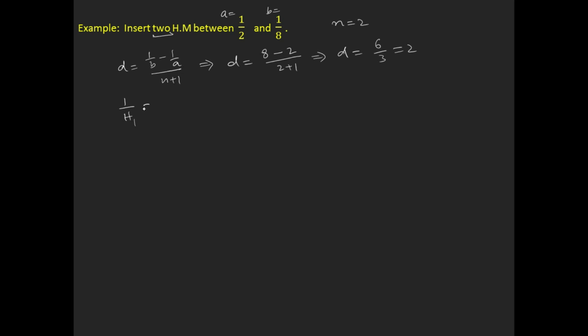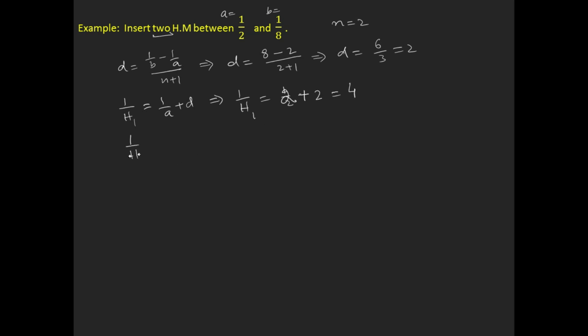So 1 over H1 is 1 over A plus D. Putting the values: what is A? A is 1 by 2, so 1 over A is 2. We will put the value of 1 over A, so 2 plus D. What is D? 2. So the answer is 4.